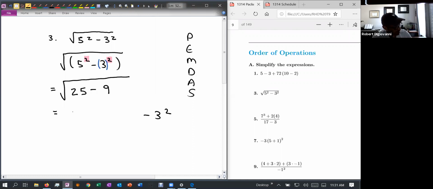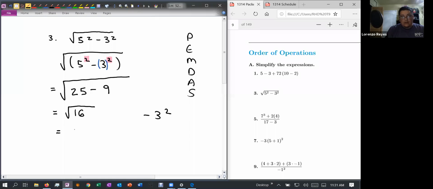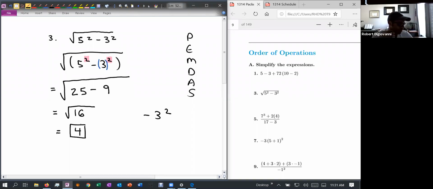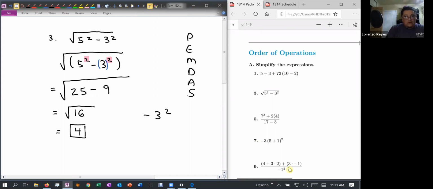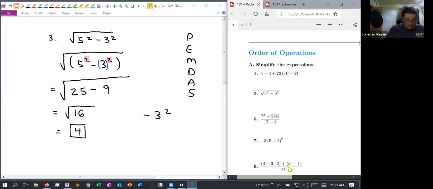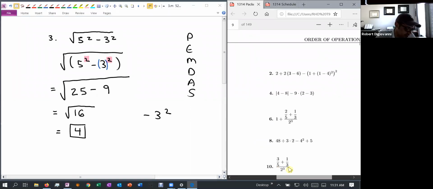25, take away 9. Subtraction is next, right? It's going to give us 16. And then what's the square root of 16? What number times itself is 16? Not 8. 4 times 4. So 4. There we go. That one was a lot easier than 2, wasn't it? Okay, so let's do number 4.